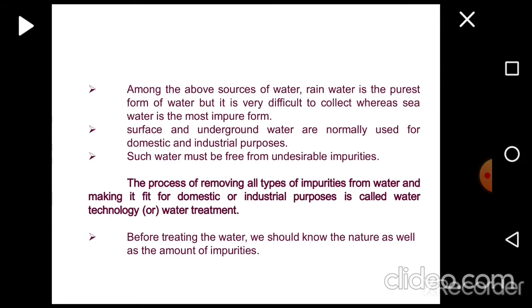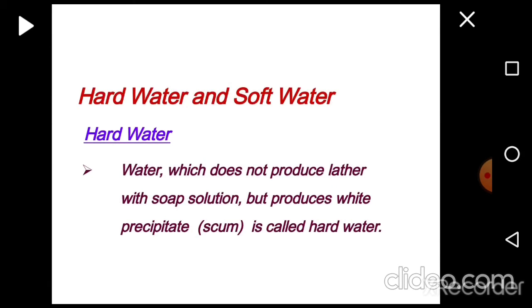In between, the surface water and the underground water are the ones we use, but they contain some unwanted impurities and suspended particles, so we have to remove them. Then it is fit for domestic or industrial purposes. This is called water technology or water treatment. Before treating the water, we should know the nature as well as the amount of impurities. Now let us see the types of water.